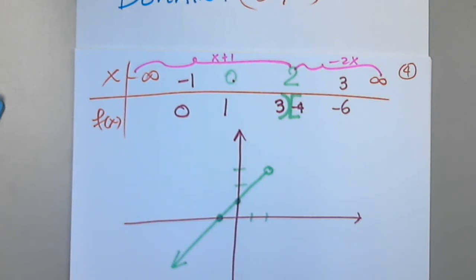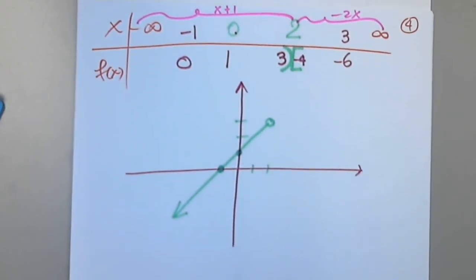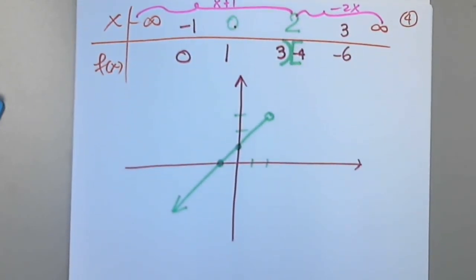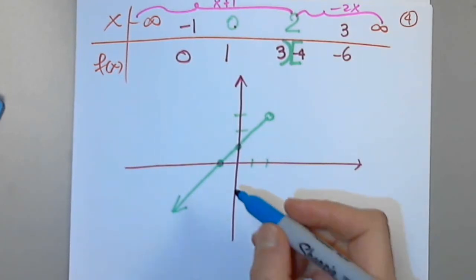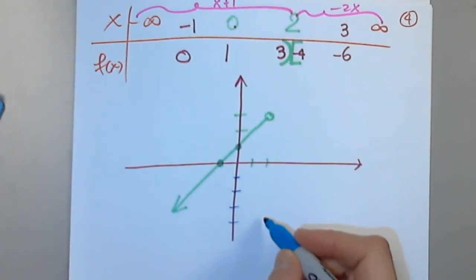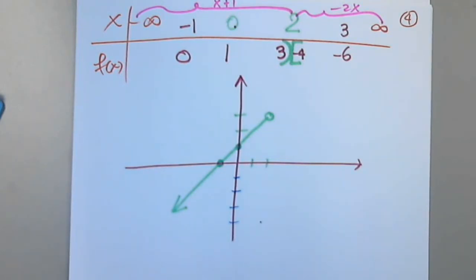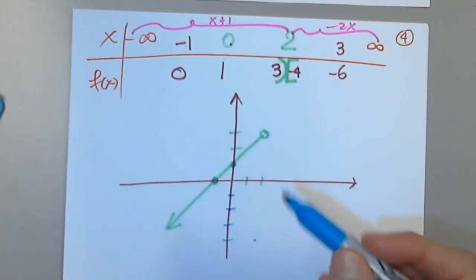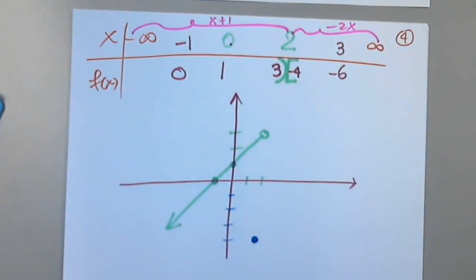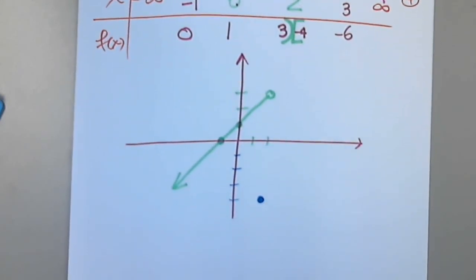Okay, now next point. Say it again. I am not there yet. Is this the full point or an open point? Full point because of the bracket. Here it is. And one more point, please.